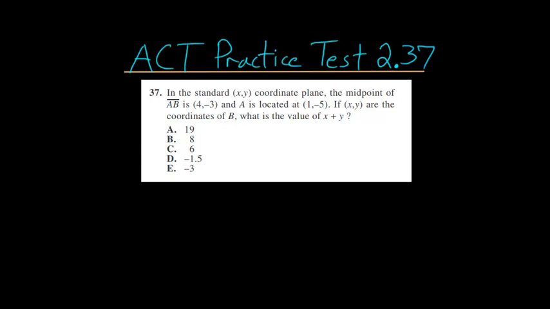For the 37th problem on this second ACT practice test, in the standard XY coordinate plane, the midpoint of the line AB is (4, -3), and A is located at (1, -5). If (x, y) are the coordinates of B, what is the value of x plus y? So let's start by first drawing a quick sketch so that we can see what the graph of this looks like.